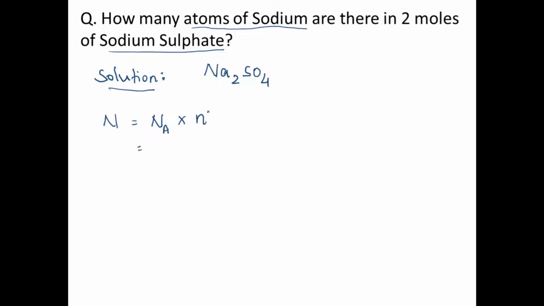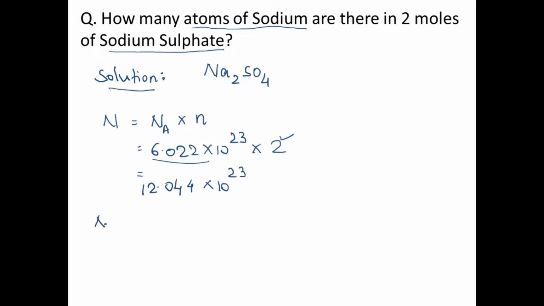In this question, the number of moles has been given to us directly. So Avogadro number is 6.022 times 10 raised to the power 23 times number of moles, 2. 10 raised to the power 23 will remain as such, and we multiply 2 with this number. So 2 times 2 is 4, 2 times 0 is 0, and 2 times 6 is 12.